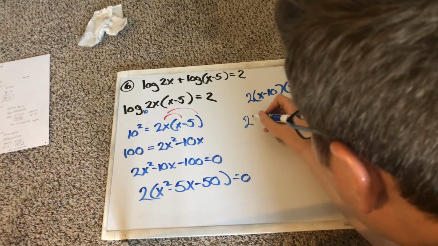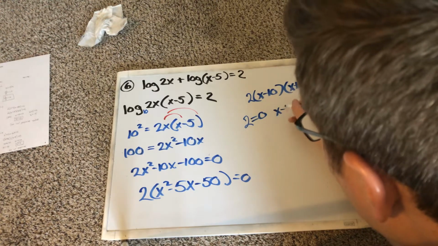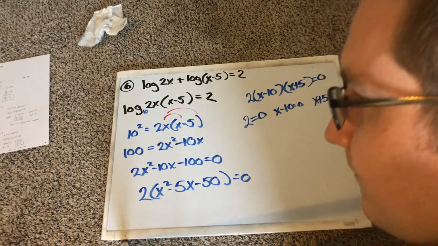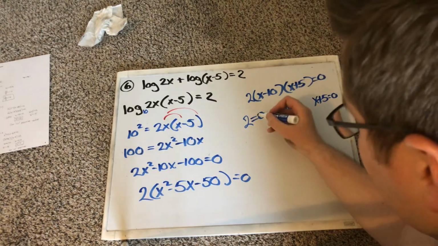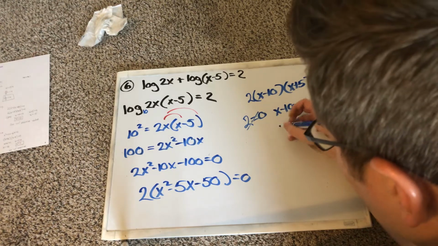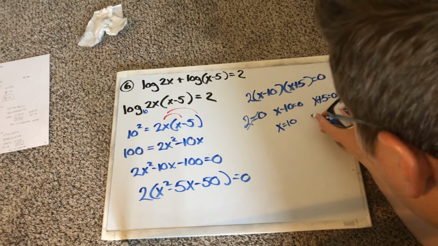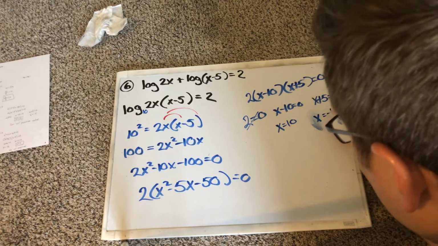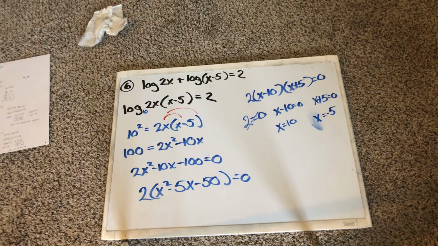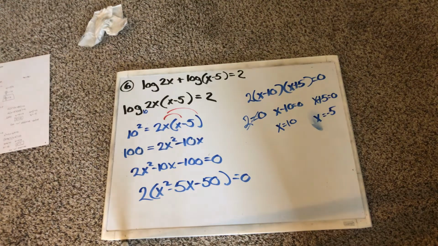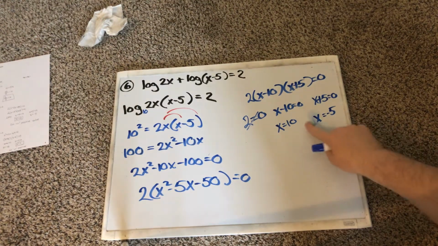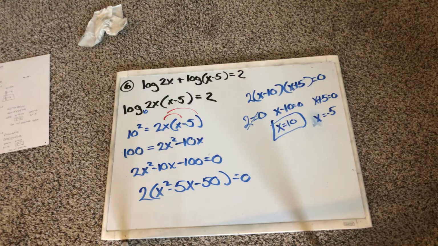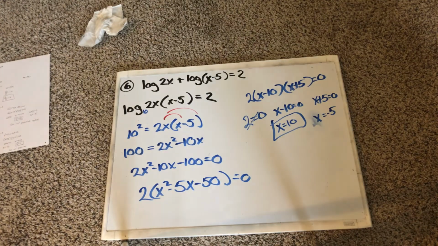Set each one of these equal to 0. So 2 equals 0 can't be true. I get x equals 10 and x equals negative 5. For this, logs can't be negative. If you try to put log negative 5 in your calculator, it's going to come up with an error. Always go with the positive value. Always, always, always. So x is equal to 10.